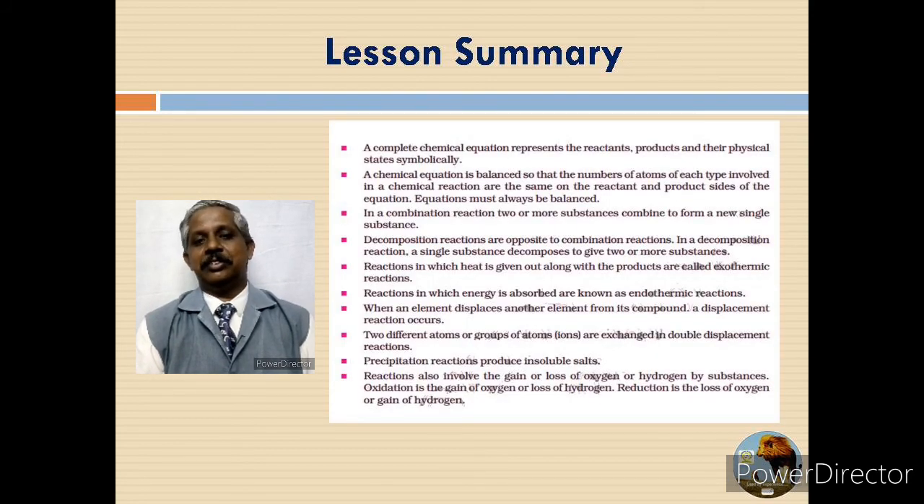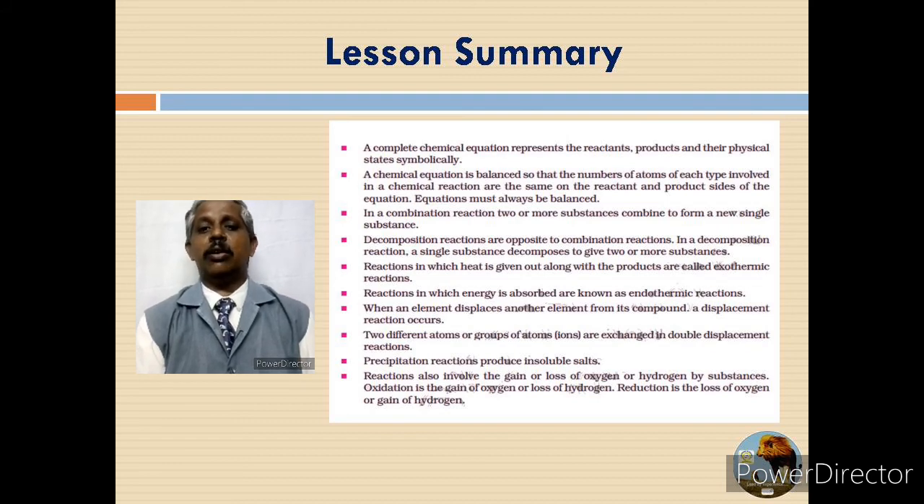Then we come to an end of this chapter. So let me go through the lesson summary. A complete chemical equation represents the reactants, products and their physical states symbolically. A chemical equation is balanced so that the number of atoms of each type involved in a chemical reaction are the same on the reactant and product sides of the equation. Equations must always be balanced.